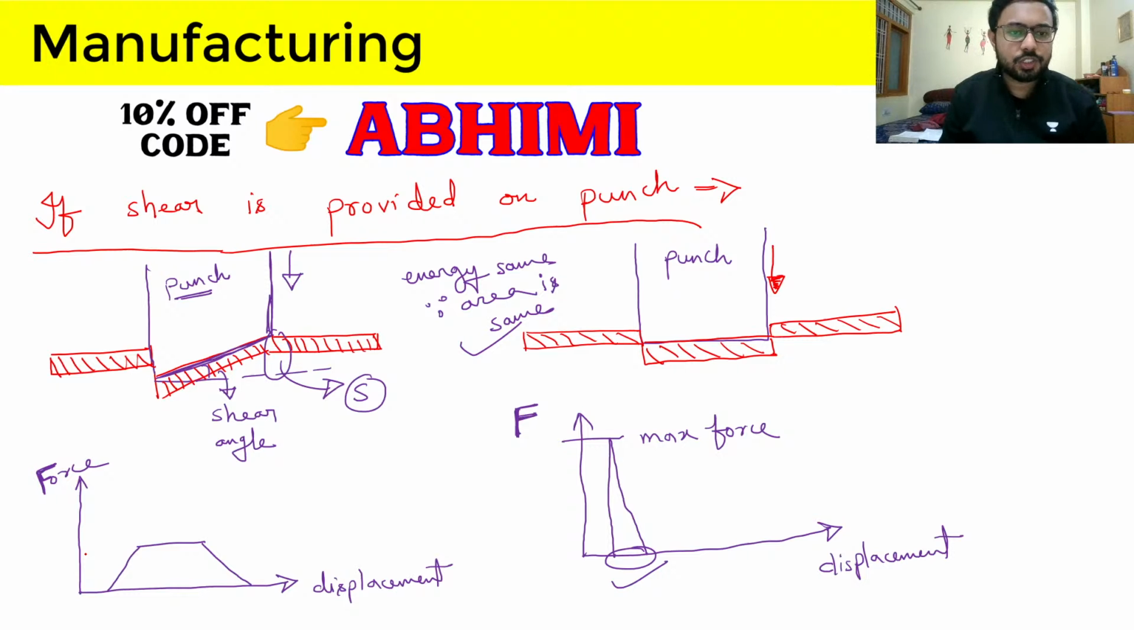And shear angle and shear, we can see in the figure how it is provided on the punch and how the cutting is taking place. Again, you can see the distance traveled will be more due to providing of shear. So that's it. That's the things that we have discussed for this class. So that will be it.